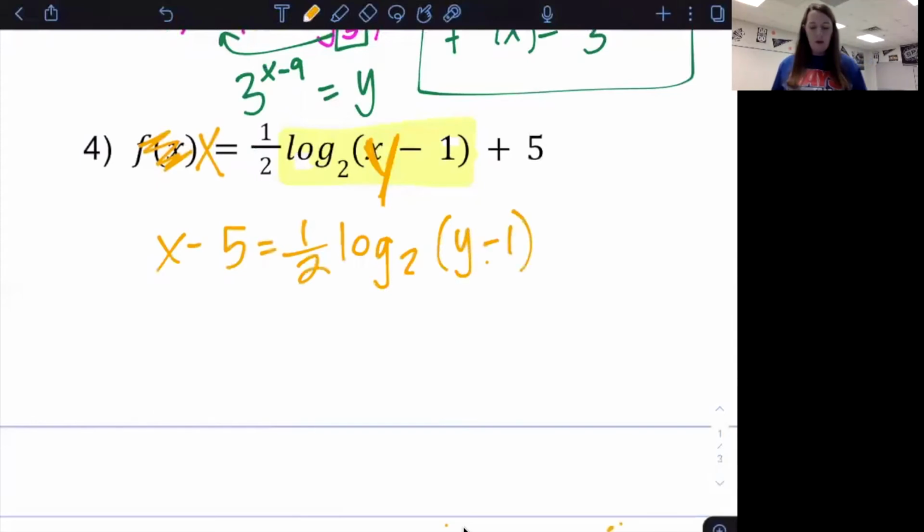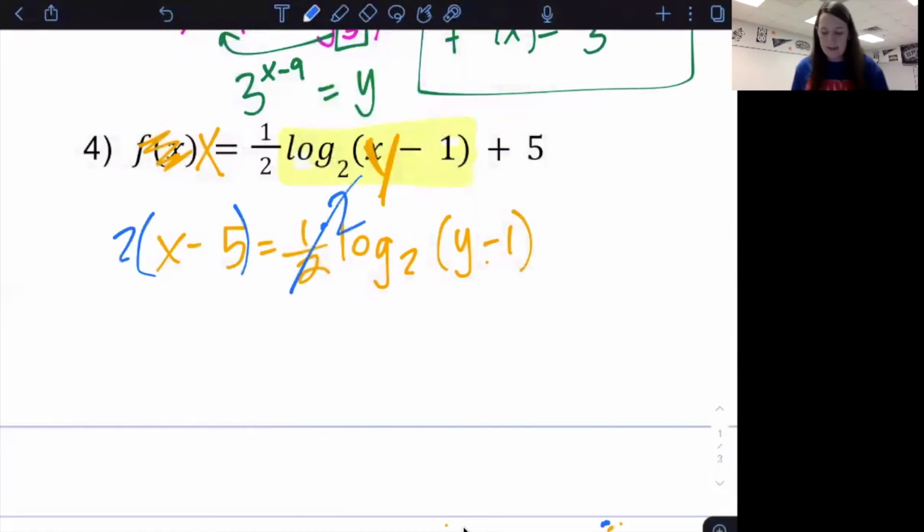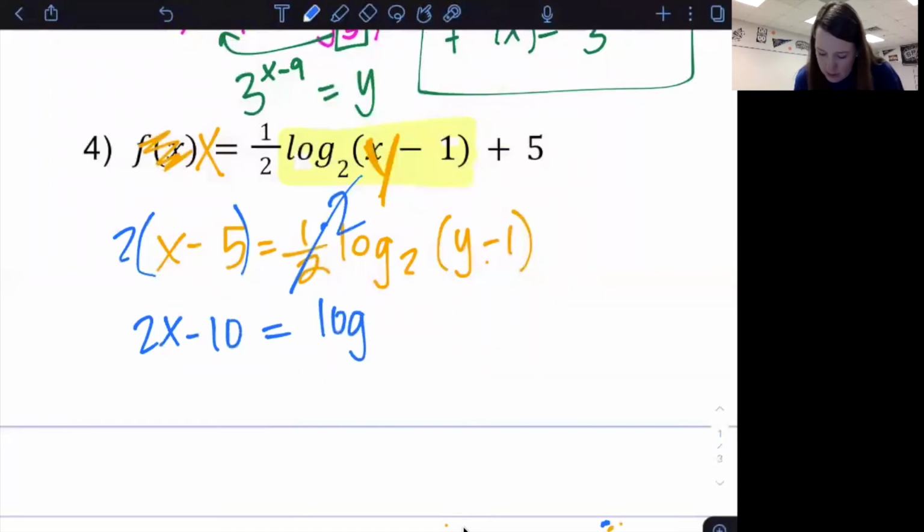I've got to get rid of that 1/2. So in order to get rid of 1/2, we can multiply both sides by 2. We want to be careful to multiply everything on the left by 2, not just the x. So this is going to yield 2x minus 10 equals log base 2 of y minus 1.